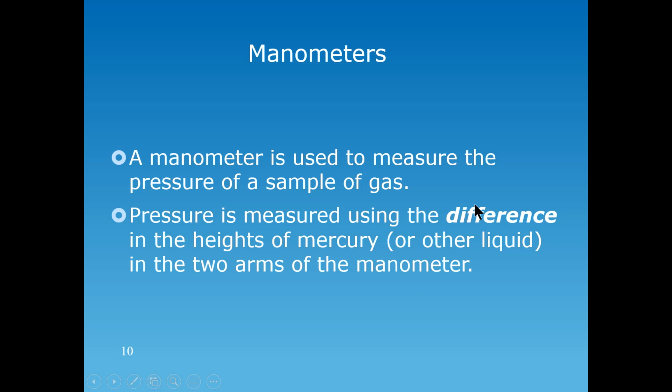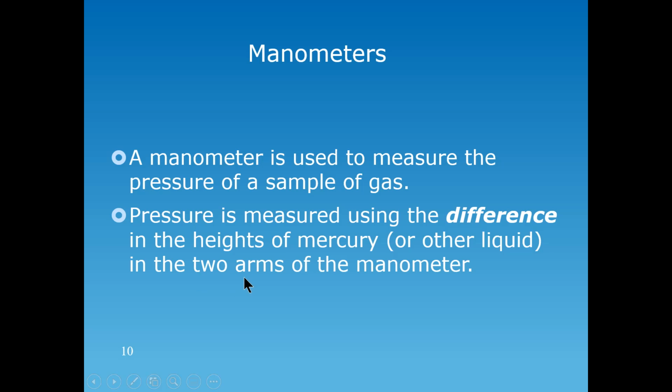In this case, the mercury would be the liquid of choice again. Later on, I'm going to explain why mercury is used and not some other liquid. Even though you theoretically could use some other liquid, mercury is the best liquid when it comes to pressure measurements. As stated here, the pressure in this case is measured by using the difference in the heights of the mercury or other liquid in the two arms of the manometer.